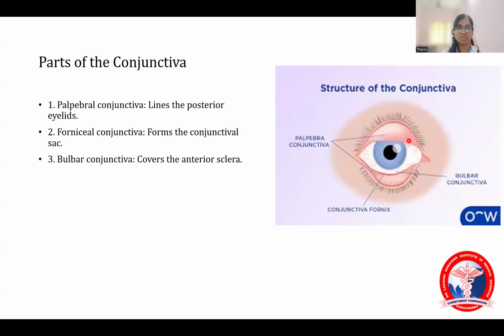The palpebral conjunctiva lines the posterior surface of the eyelids. Fornical conjunctiva forms the conjunctival sac, and bulbar conjunctiva covers the anterior sclera. This picture shows palpebral conjunctiva. This is the bulbar conjunctiva covering the sclera, and in between is the fornix.